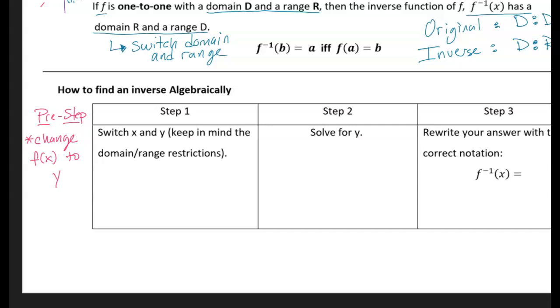Step 2 is solving for y. Get y all by itself, that means. And the final, last housekeeping thing we have to do is change y back into function notation by writing f inverse of x, or f -1 of x.